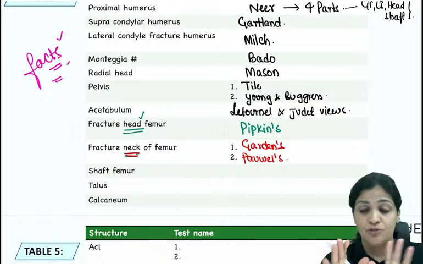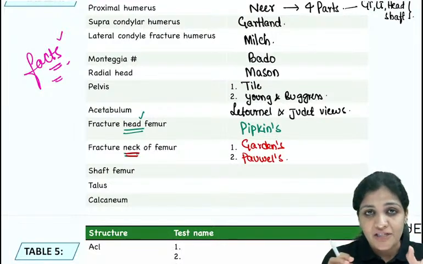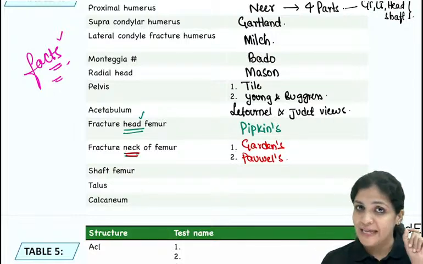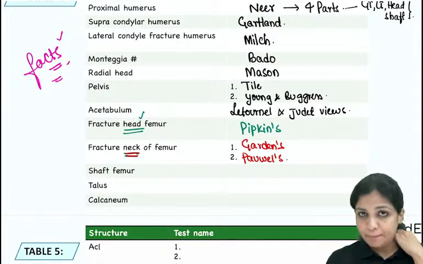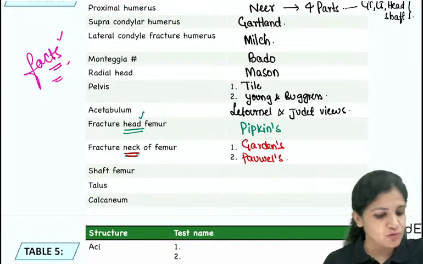Do not confuse, because the first option will be Garden's, and you will see fracture femur and you will go for Garden's. Read the question carefully. If it is head, you have to mark Pipkin's. If it is neck, you have to mark the other two. Yeah, Judet views are for acetabulum.